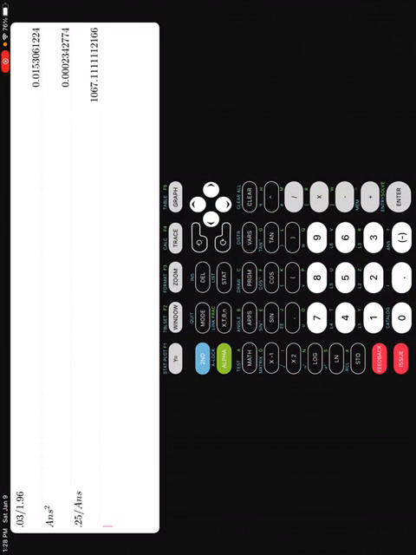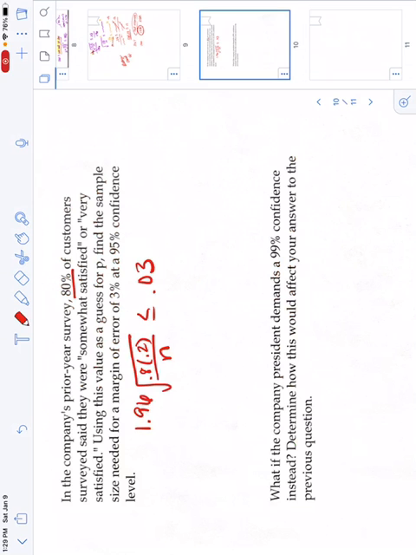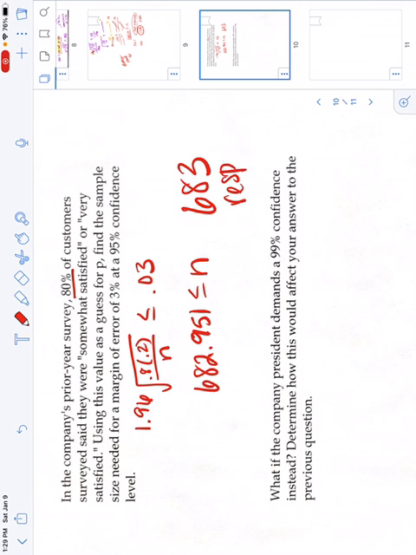All right, so if I do this on my calculator, let's see, I'm going to do 0.03 divided by 1.96. Oh, let's get the decimal in there. Here we go. 1.96, and then I square it. And then I'm going to do 0.16 divided by that answer. 682.951, which means 683 respondents.